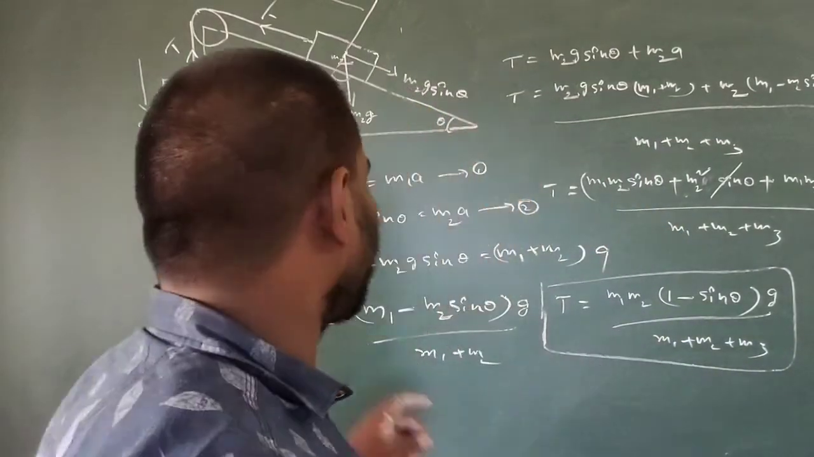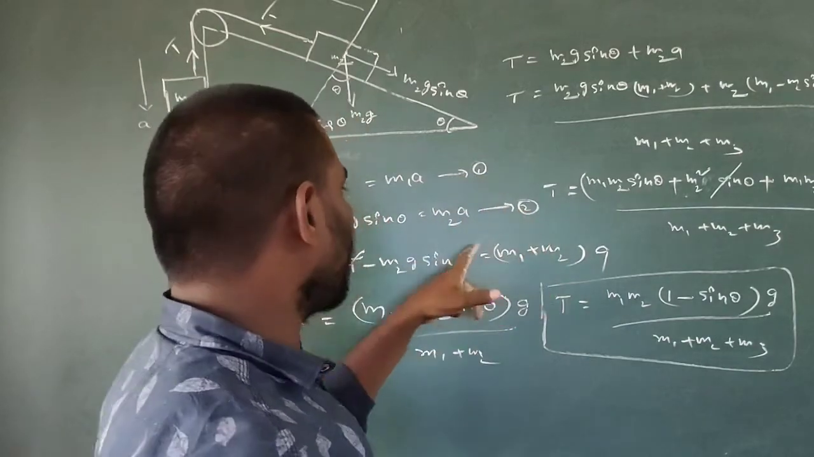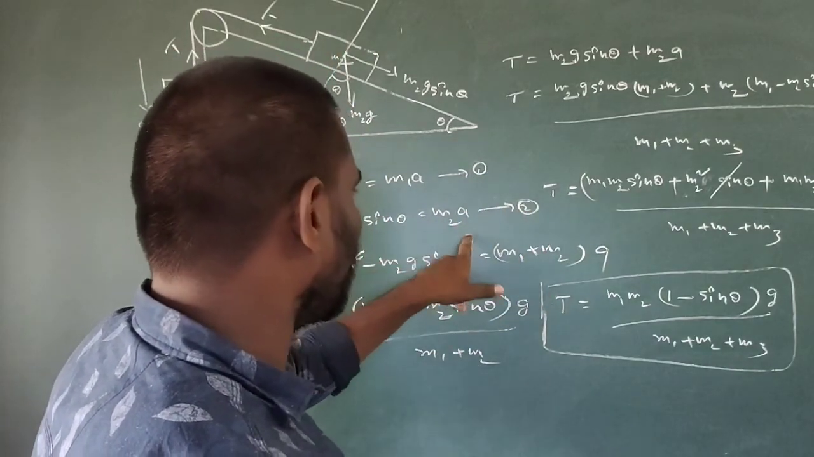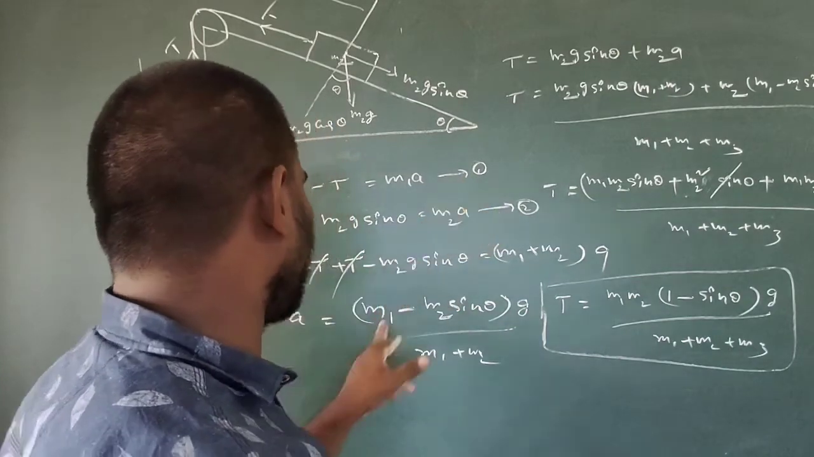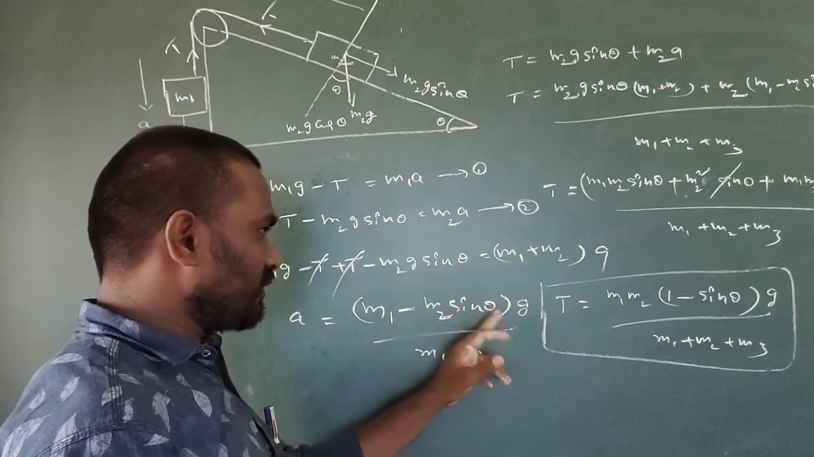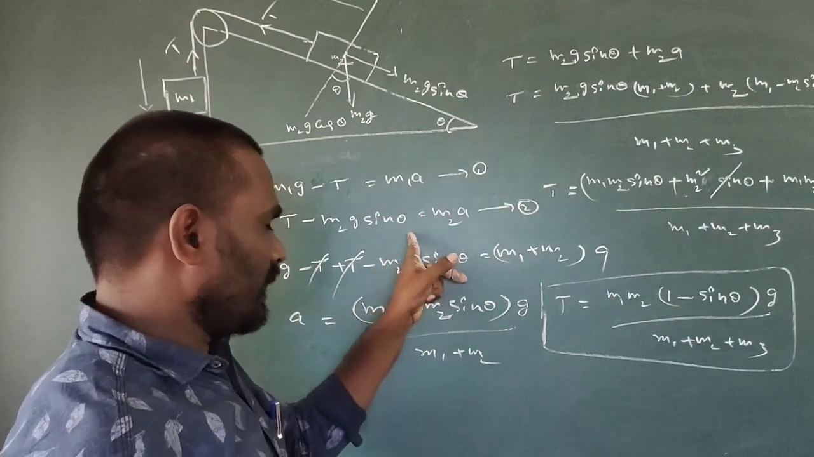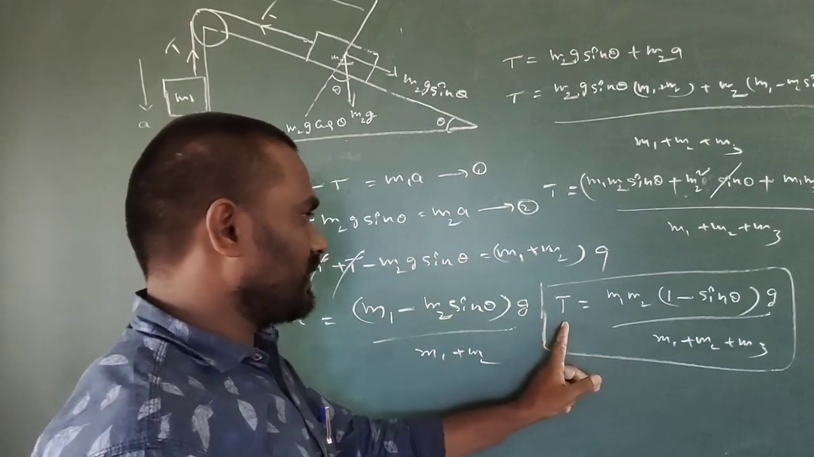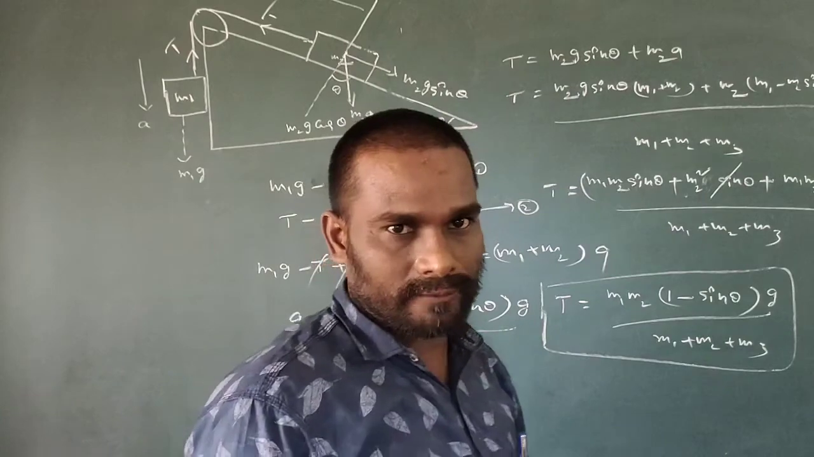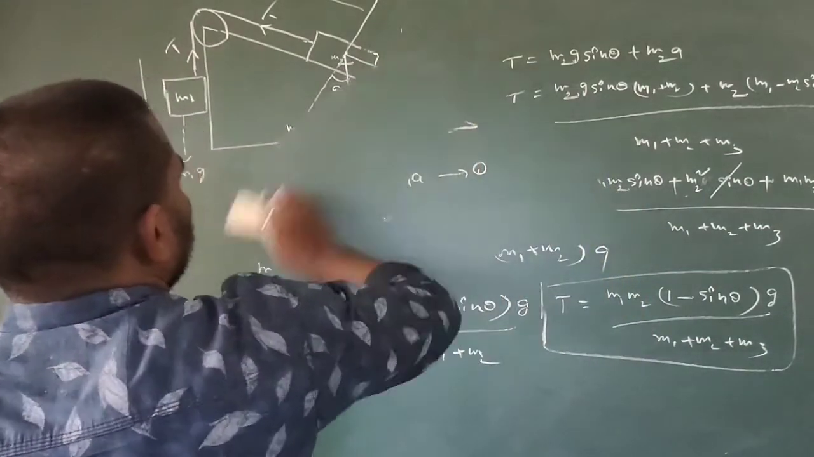Net force acting on the first body, that is m1g minus T is equal to m1a, that is equation number 1. Net force acting on the second body, that is T minus m2g sin theta is equal to m2a. Adding these two equations, you get the acceleration a is equal to m1 minus m2 sin theta into g by m1 plus m2. On substituting in equation number 1 or 2, you will get the tension T is equal to m1 m2 into 1 minus sin theta into g by m1 plus m2 plus m3. Are you understood? Next, final example.